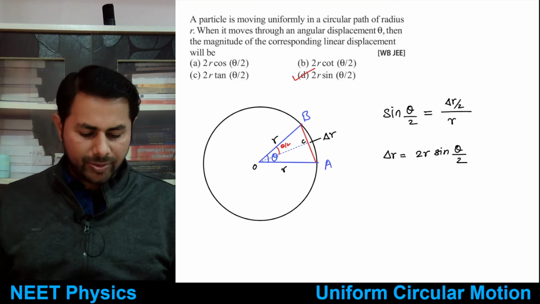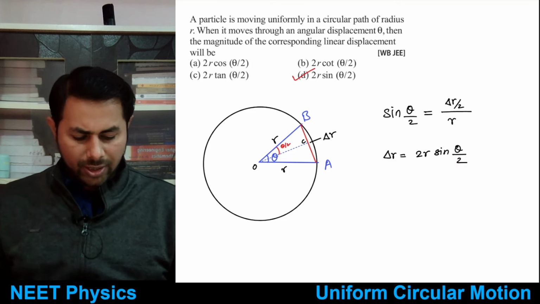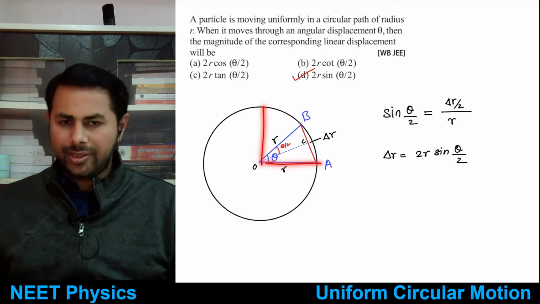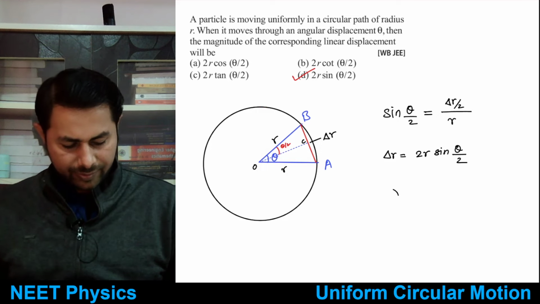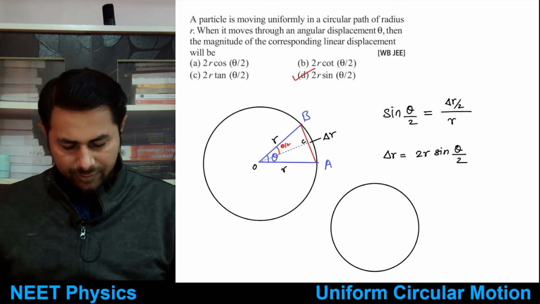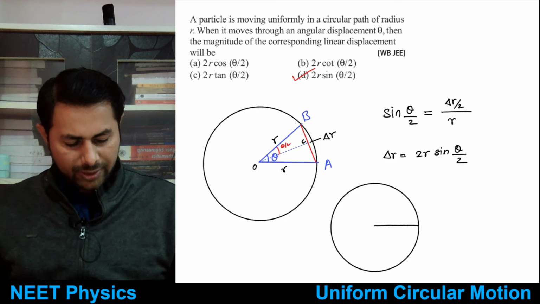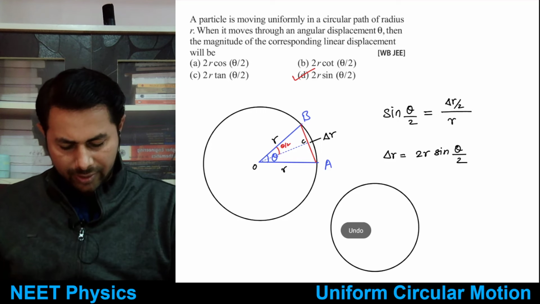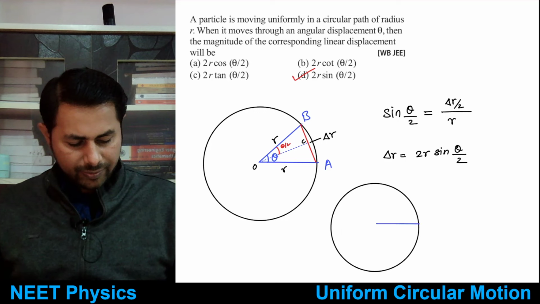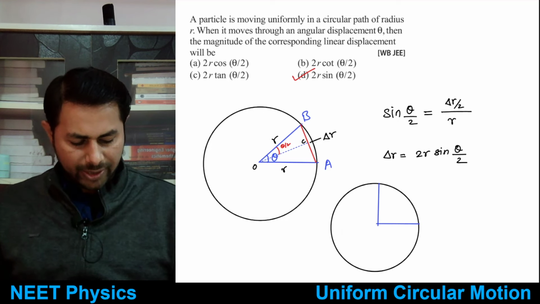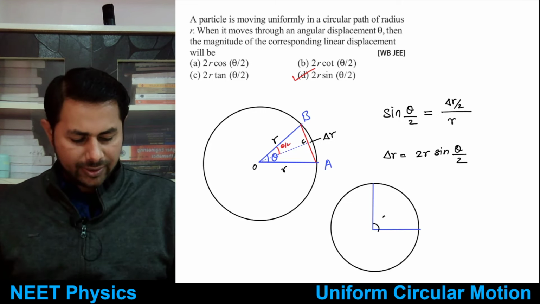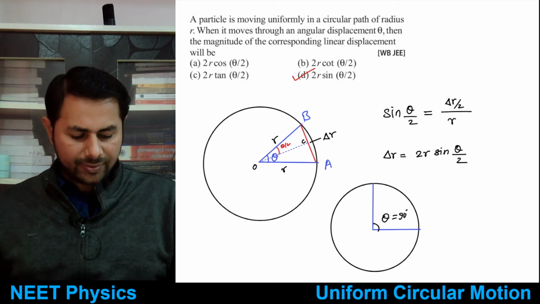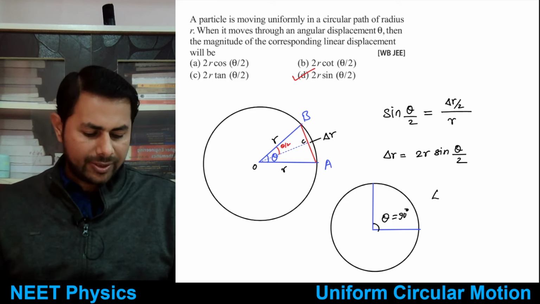For an example, suppose an object moves from A to B, just an example. And the angle covered, or angular displacement, is 90 degrees. So what would be the linear displacement? So theta is equal to 90 degrees. What would be the linear displacement?